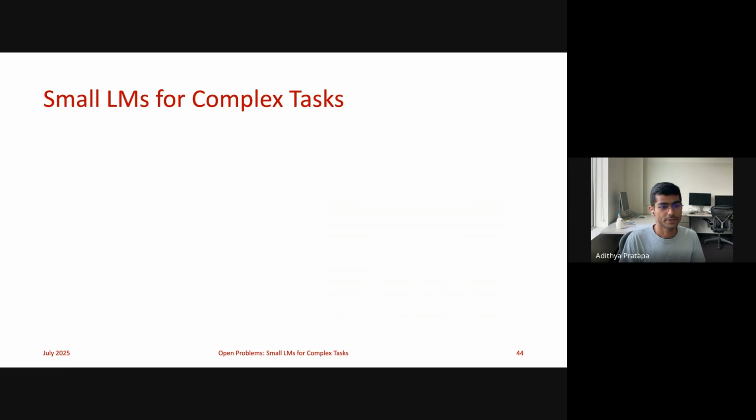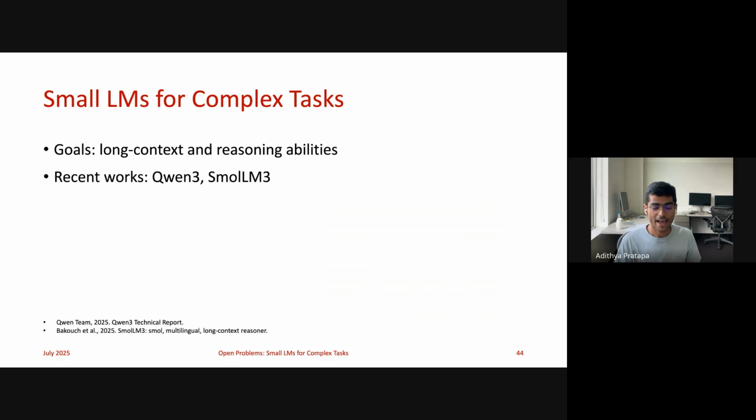The second direction, which I think is super interesting, is can we make small language models better at doing complex reasoning tasks? The main goals here are we want to improve long context performance, and we also want to improve reasoning abilities. There have been recent works in this direction, and two works that I think are super interesting are Qwen3 and SmolLM3. How do we make sure that small models are good at both of these tasks?